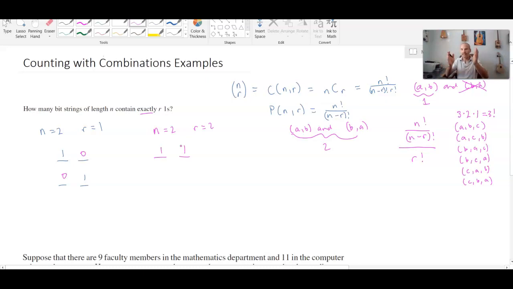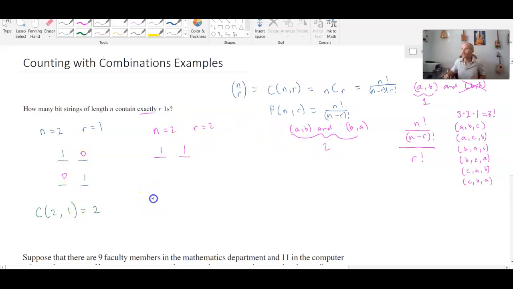1 1 is no different than 1 1. They're both 1s. They're both the same element. So this is just going to have 1 possibility. Well, if you notice, what this ends up being is the combination of trying to fill 2 slots with just 1 1, with exactly 1 1 to be exact. And if we calculate this, we're going to get 2, which is exactly the number of ways that we were able to make that happen.